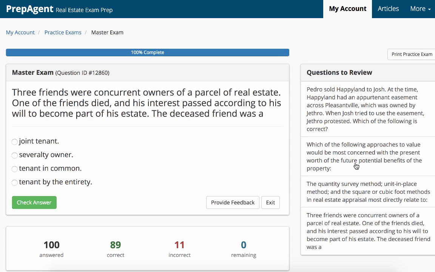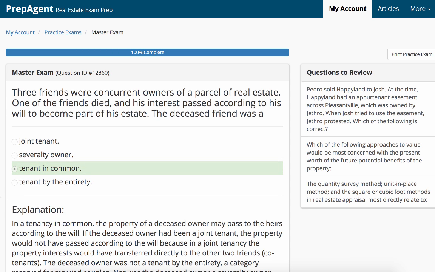Three friends were concurrent owners of a parcel of real estate. One of the friends died, and his interest passed according to his will to become part of his estate. The deceased friend was a tenant in common. Excellent. A lot of people get that wrong, but you did great there. I went with joint tenant is no will, and then tenant in common you can leave a will.